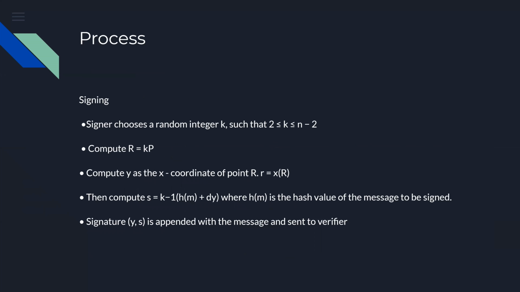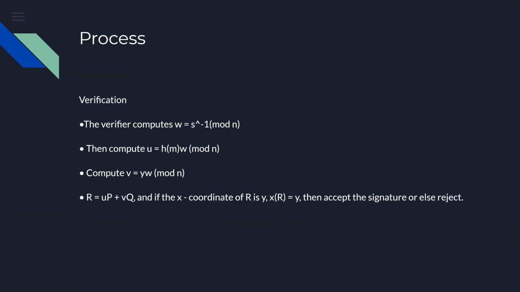As for the signing process, the sender needs to choose a random integer key between 2 and n minus 2 first, and then follow the next 4 steps, and then they can get the signature consisting of Y and S. Next page.